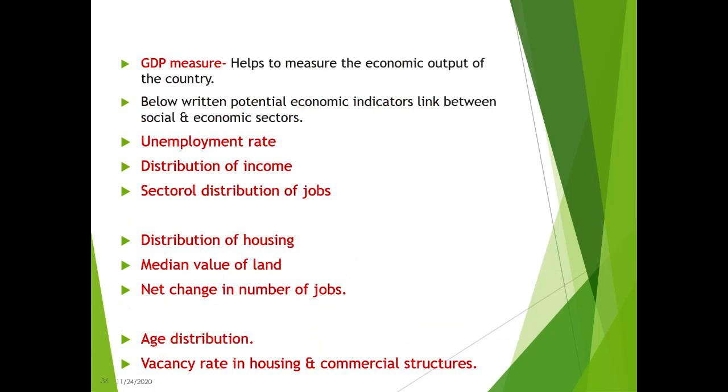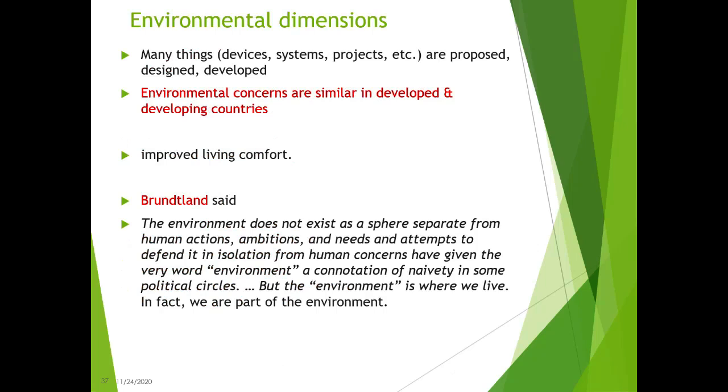So as I told you earlier, GDP is an indicator of the economic output, but it's not the only indicator. We have to consider unemployment rate, distribution of income, sectoral distribution of jobs, distribution of housing, median value for land, net change in the number of jobs, age distribution, vacancy rate in housing and commercial sector, which are some of the important economic indicators. And now what about the environmental dimensions?